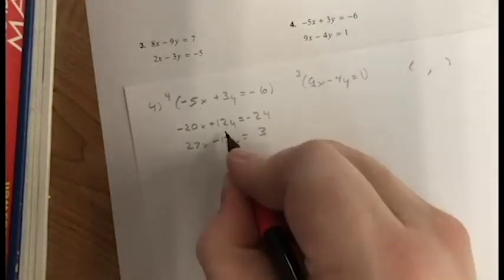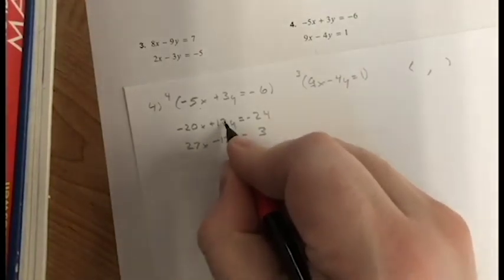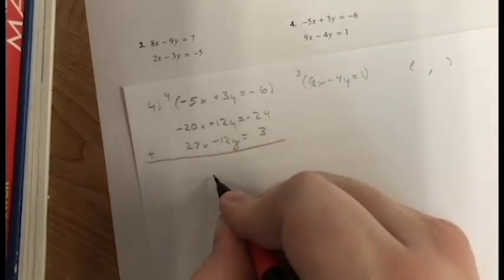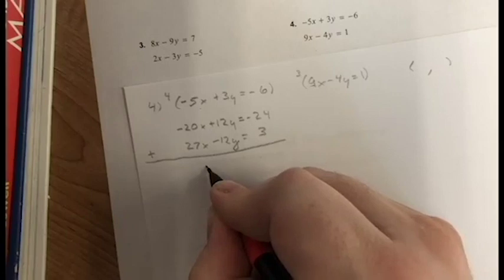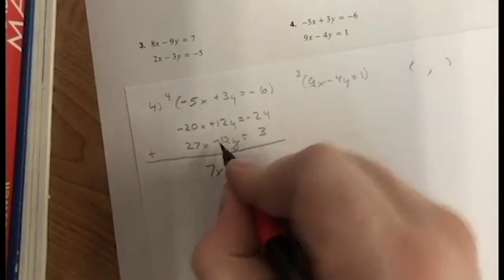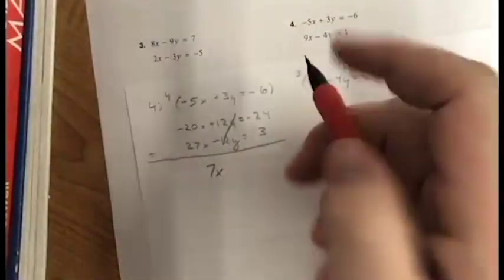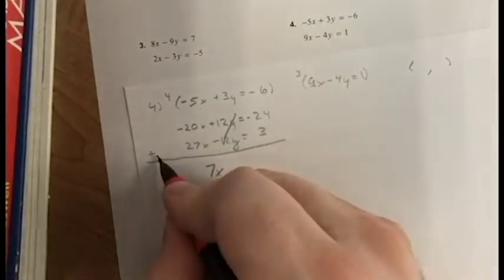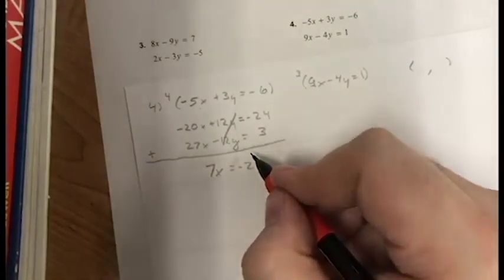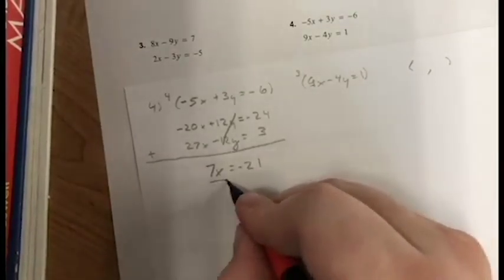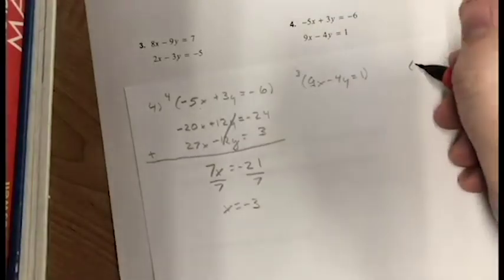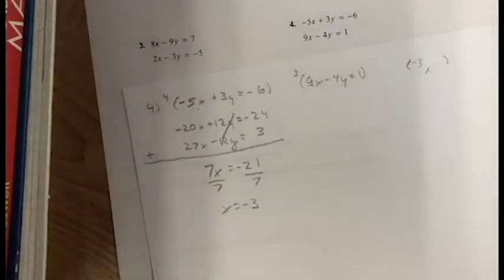Now, since both of these are opposite coefficients, we can actually add these equations. Negative 20x plus 27x gives me a positive 7x. Positive 12y plus a negative 12y cancels out and gives me nothing. And then I have a negative 24 plus 3 gives me a negative 21. Now I can go on to step 3 and solve this equation by dividing by 7 on both sides, and I get that x is equal to negative 3. So that's the first part of my ordered pair.